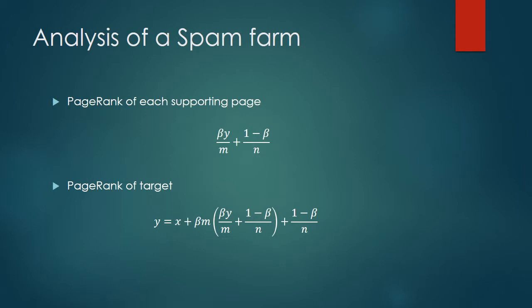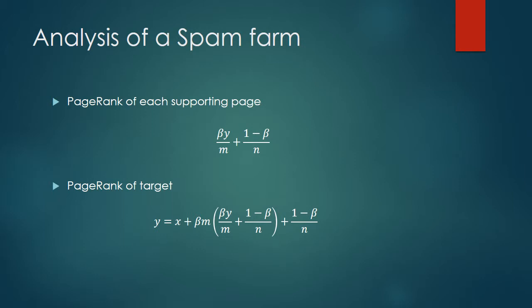Now, let's compute the page rank of the target. If you consider the target, the probability that somebody shows up here is coming from the probability that he comes up from one of the accessible pages, which we have assumed is x, right?